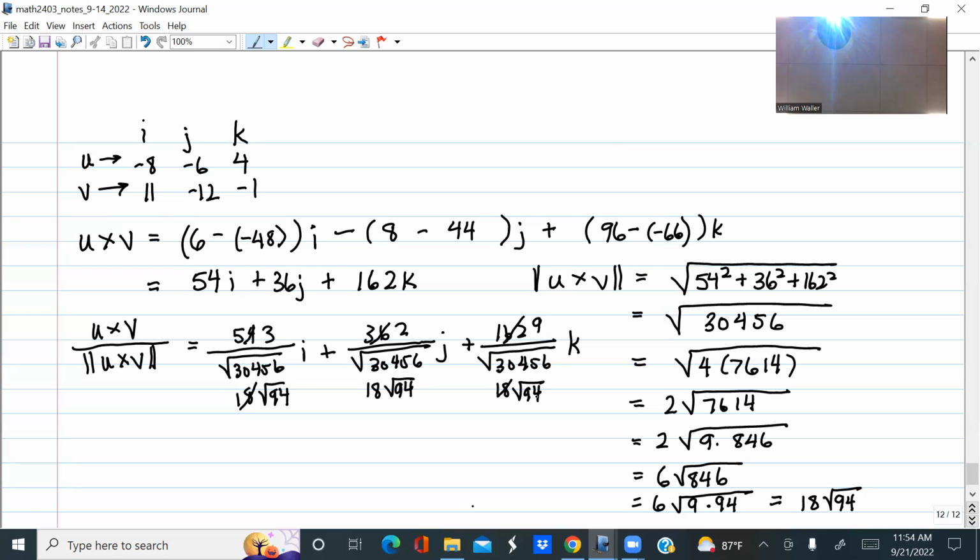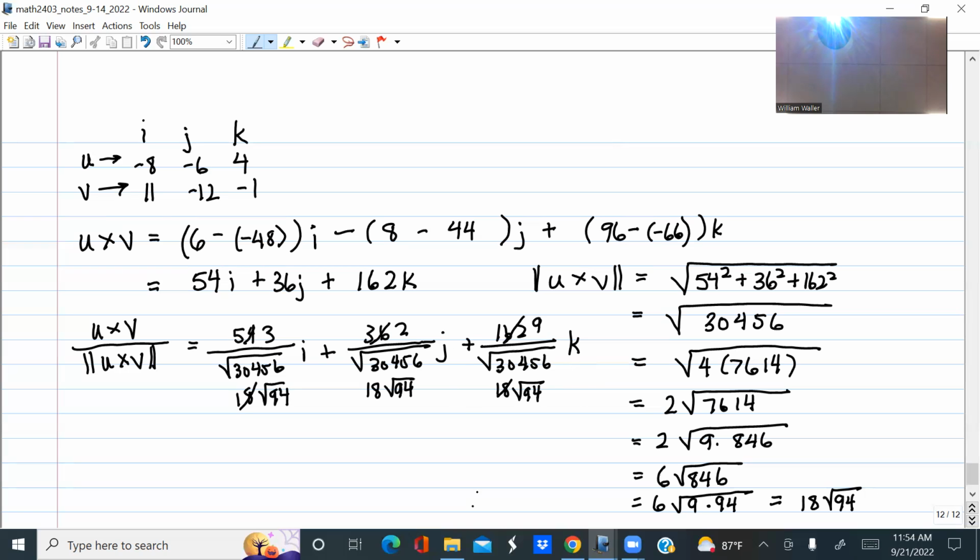So what did you mess up on? Which part? Oh, the unitizing part. Yeah, you sent me this problem, right? And it looked to me like you were not computing the unit vector. Okay. All right.